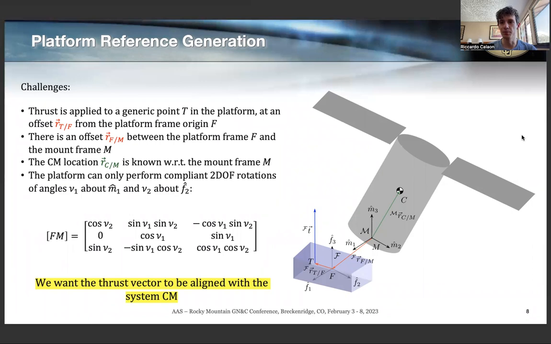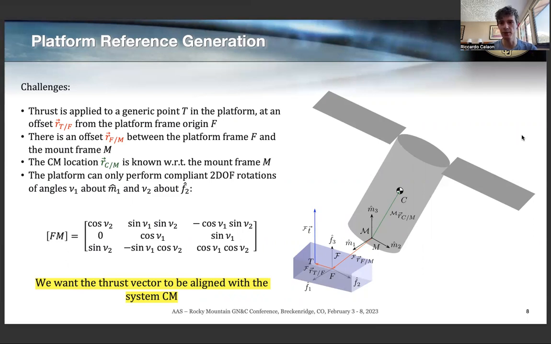And the most cumbersome constraint is due to the fact that the platform can only perform compliant 2 degree of freedom rotation. Specifically, it can perform a series of tip and tilt rotations about the M1 axis of the mount frame and about the F2 axis of the platform frame. These 2 rotation angles, nu1 and nu2, can be used to compute the direction cosine matrix FM that describes the rotation of the platform with respect to the mount frame.